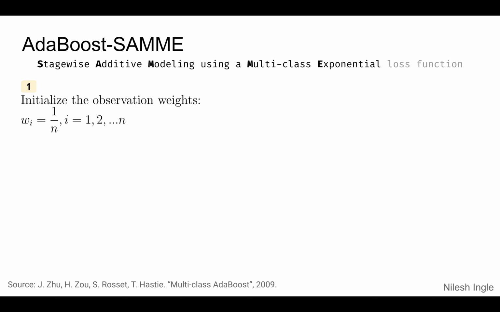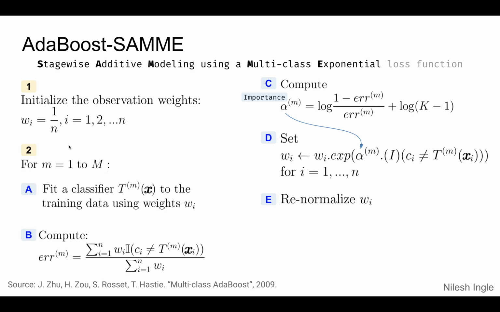Now here Scikit-learn implements AdaBoost-SAMME, which is stage-wise additive modeling using a multi-class exponential loss function. So here the algorithm would work like this. We initialize the initial weights as wi equal to 1 by n, which should be equal weights for all the rows. Then in the second step, there are 5 sub-steps.